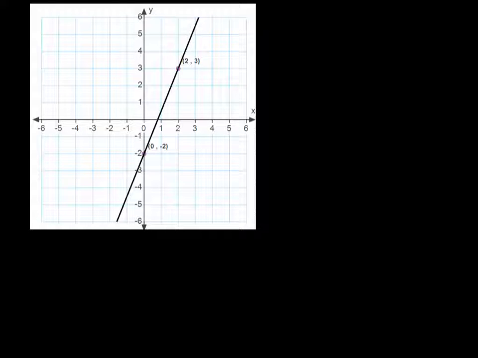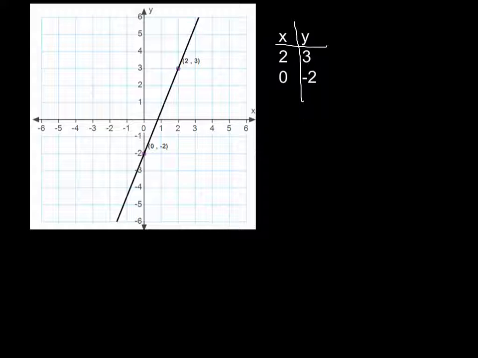Question 2 is very similar. Some people like to subtract the y's and x's in a table format, so I'm going to do this problem in that way. The first point I'm choosing is 2, 3. So I put the 2 in the x column and the 3 in the y column. The second point I'm choosing is 0, negative 2. I put 0 in the x column and negative 2 in the y column.